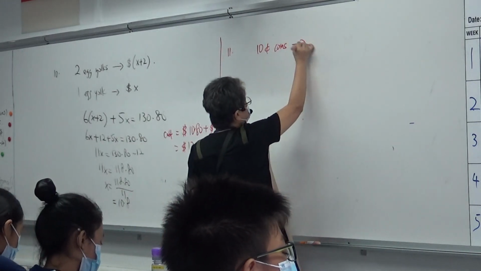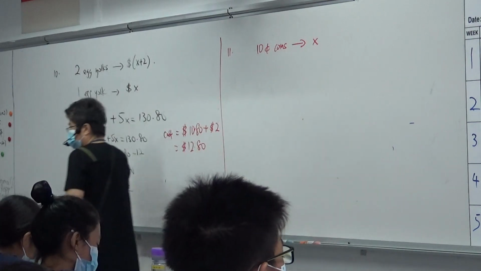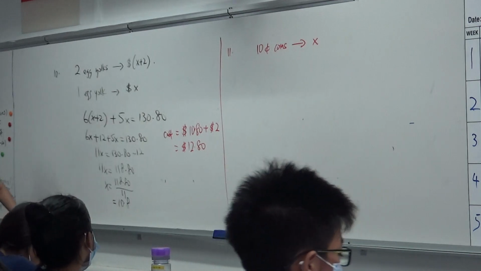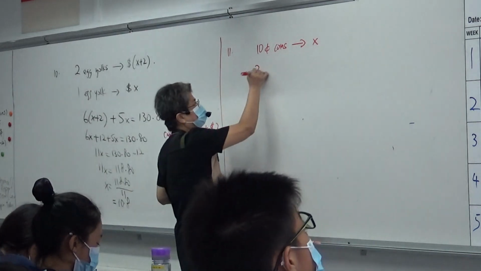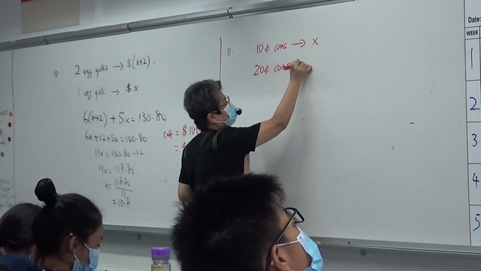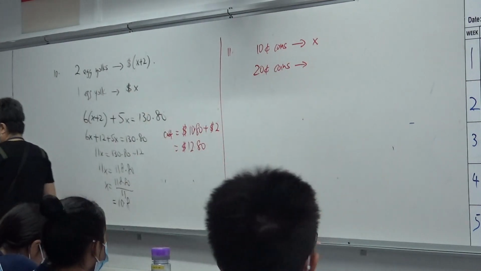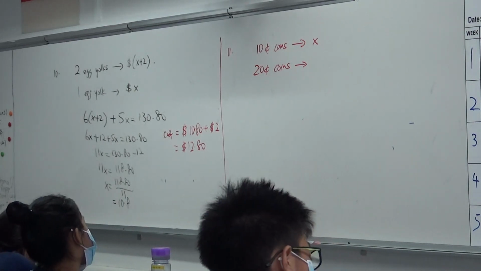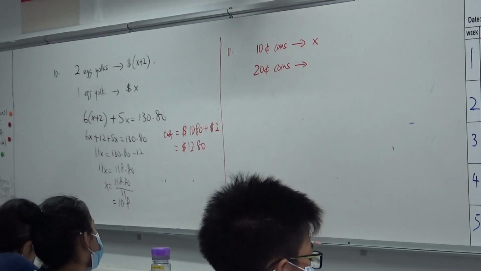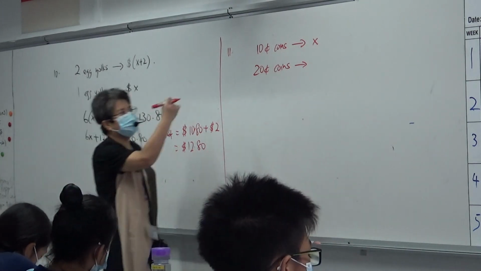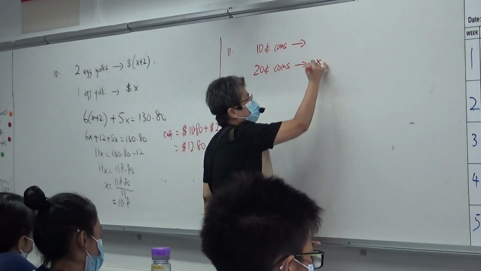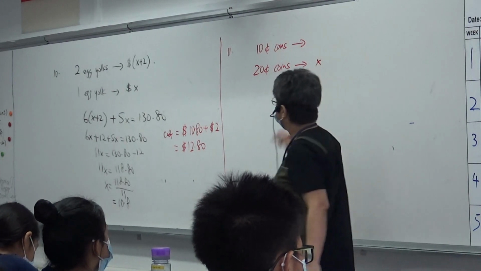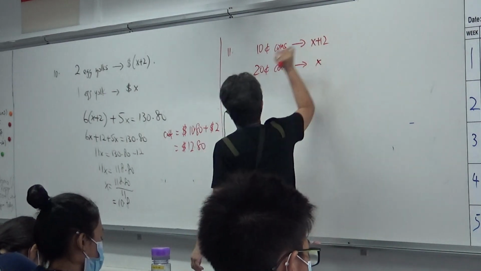I let the number of 10-cent coins be x. Okay? What about 20-cent coins? What will I have? If I have x 10-cent coins, sorry, I think 12 more, okay, I let 20-cent be x. If not, you go to minus. I let 20-cent be x, okay? So how many 10-cent coins? x plus 12, right?